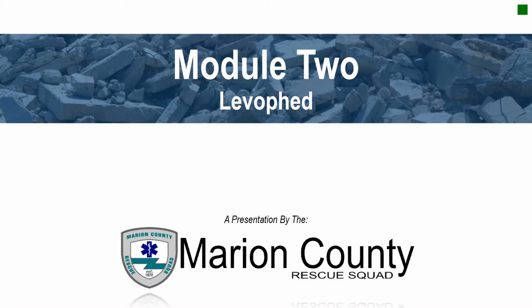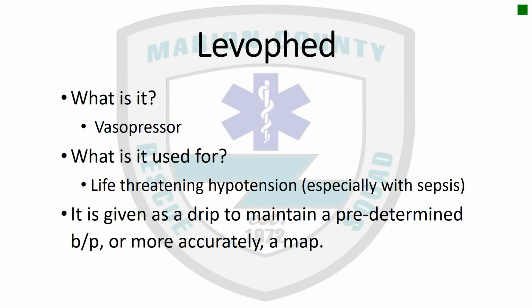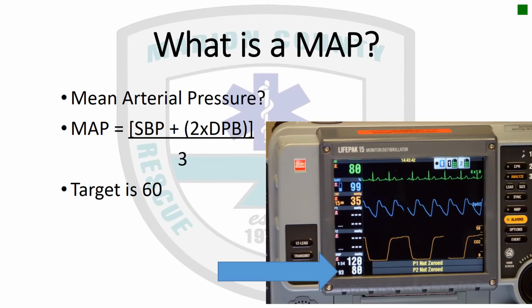So in Module 2, we're going to start talking about Levo. Levo, or norepinephrine, is a potent vasopressor. It's most commonly used for life-threatening hypotension. This has become extremely popular with sepsis protocols, when IV fluid has failed to maintain adequate perfusion. The drip is going to be given to maintain a predetermined blood pressure, but more accurately, we want to maintain a MAP of 60. That's our most accurate measurement of body perfusion.